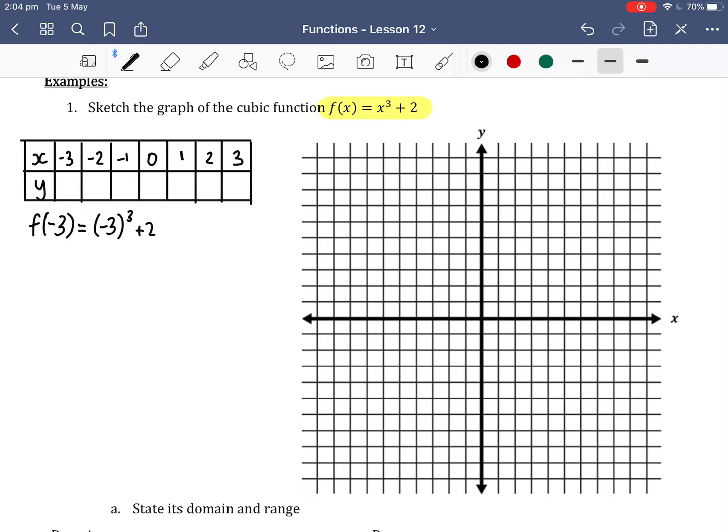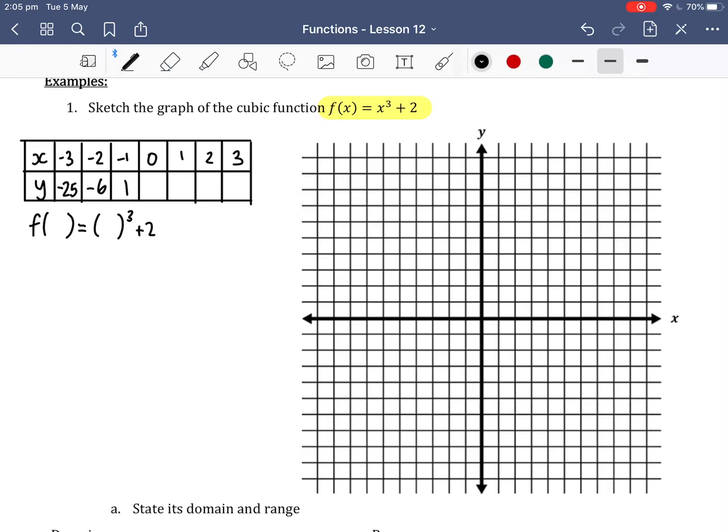So we substitute that x value into our equation to get our y value of -25, and we put it in our calculator to help us out. When we sub in -2 into our equation, we get (-2) cubed + 2, and that's -6. Then we sub in -1 for our x. When we do that, we get 1.